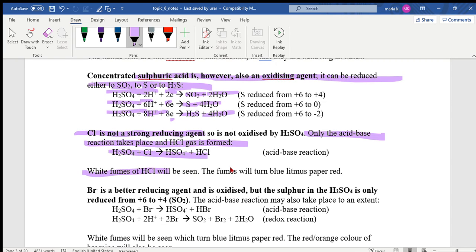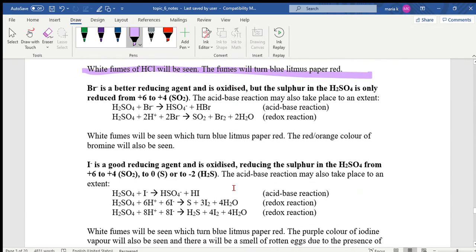White fumes of this will be seen. The fumes will turn blue litmus paper red because it's acidic. Bromine ion is a better reducing agent, and it itself will, but the sulfur in the is only reduced to 6. The acid-base reaction may also.